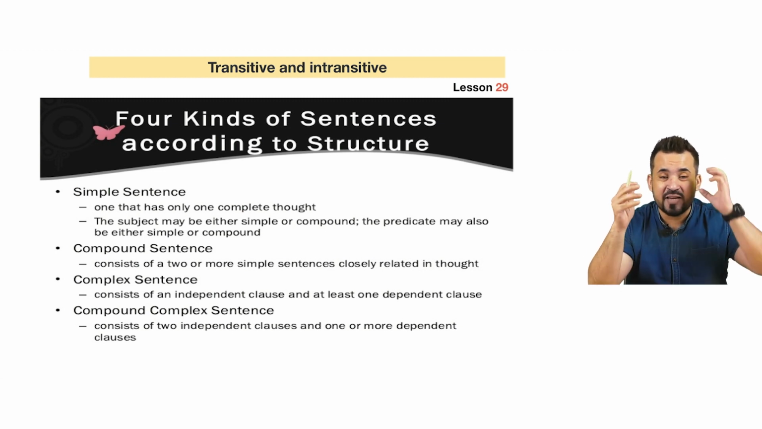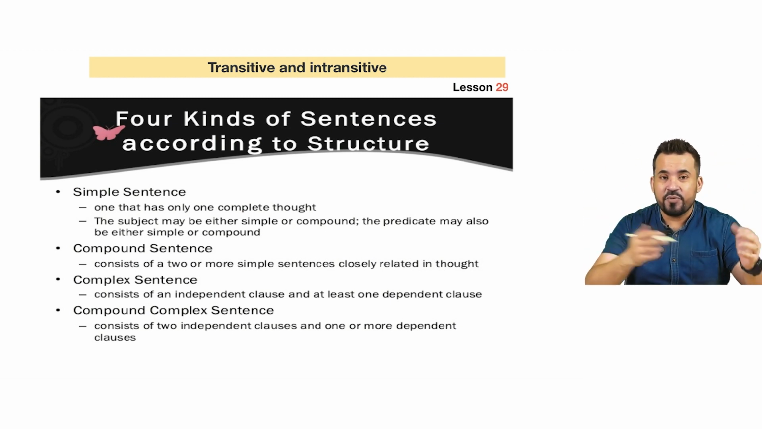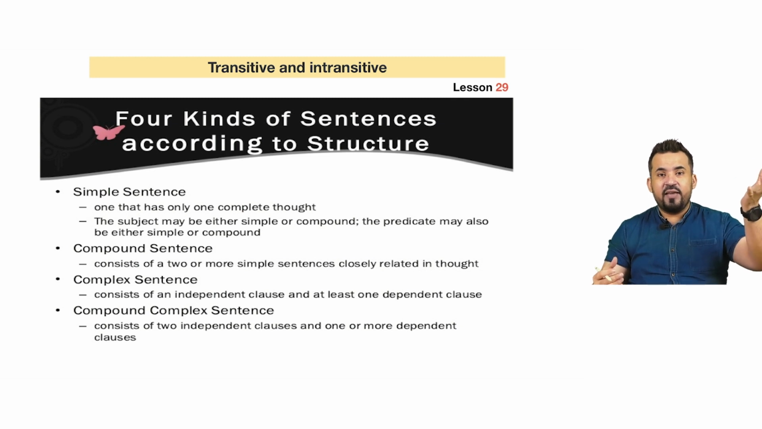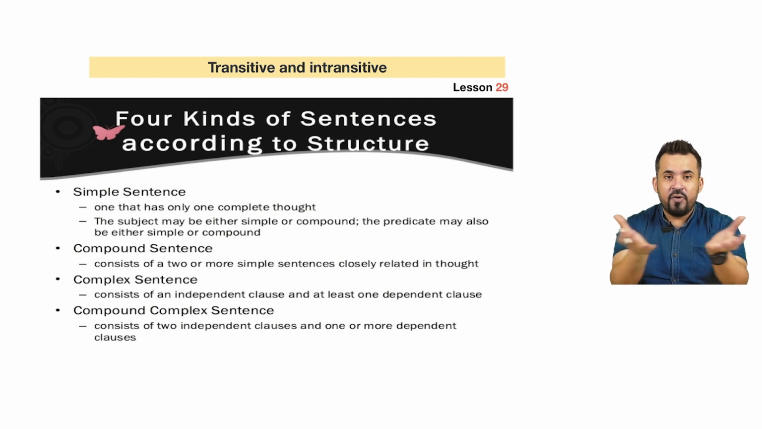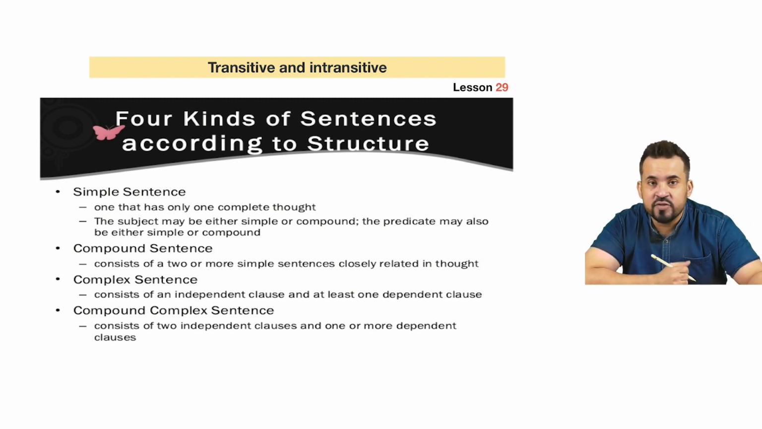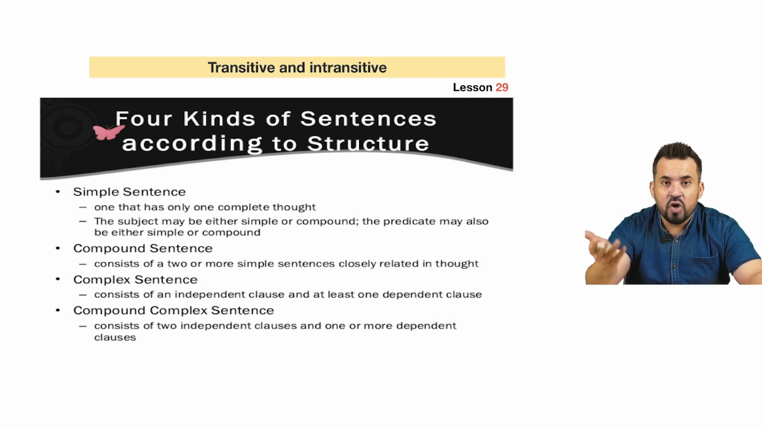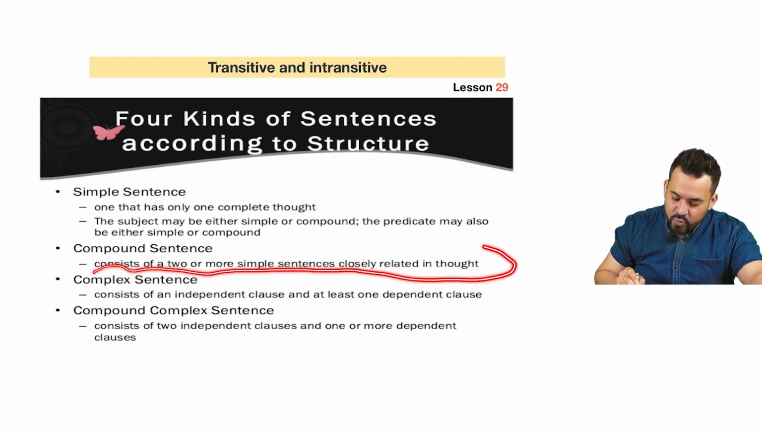Simple sentence is basically one thought, okay? It's just one thought, one idea. It's a very simple sentence. And then you have a compound sentence that is basically 2 simple sentences joined together by using coordinating conjunctions. Remember coordinating conjunctions? You know, FANBOYS: for, and, nor, but, or, yet, so. Okay, so it consists of 2 or more simple sentences closely related in thought.